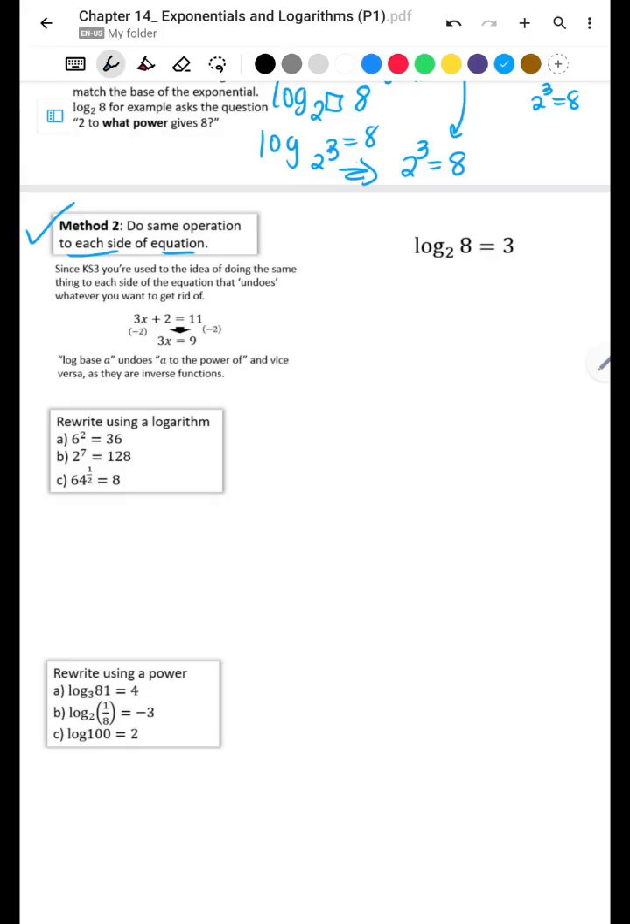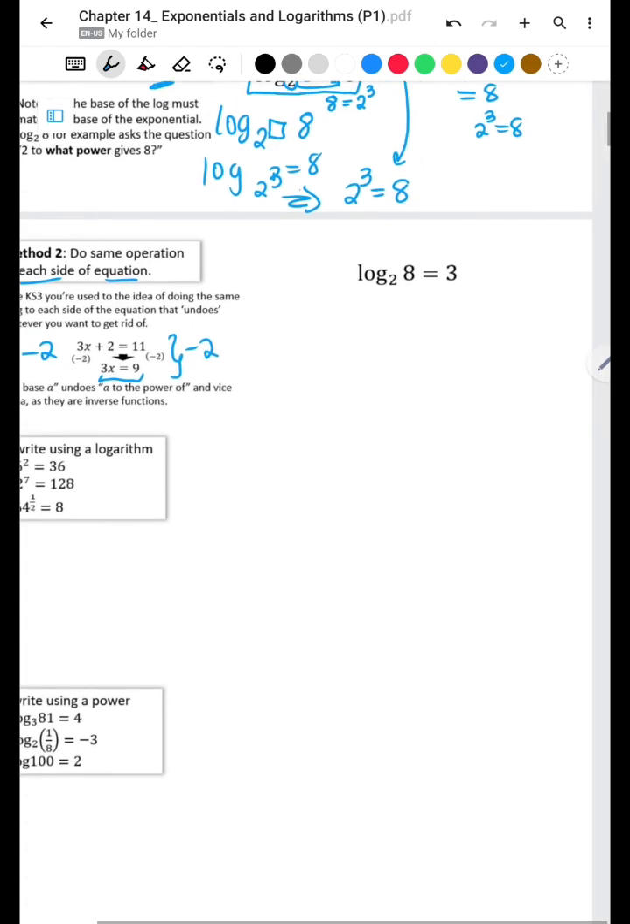Now, method 2 is doing the same operation to each side of the equation. For example, 3x plus 2 is equal to 11. They subtracted 2 from both sides, and that's how we have 3x is equal to 11 take away 2, which gives us 3x is equal to 9. That's the way we can also do this.